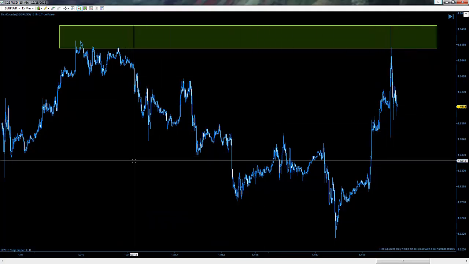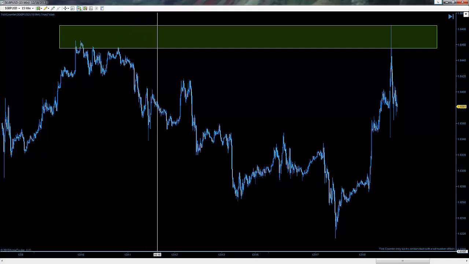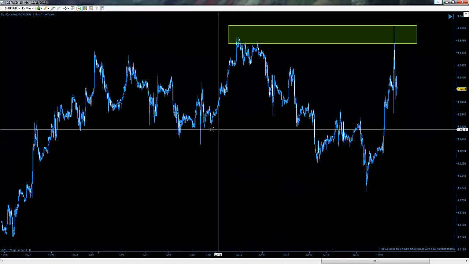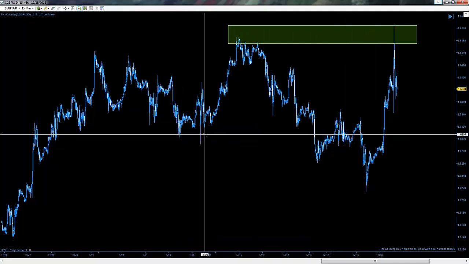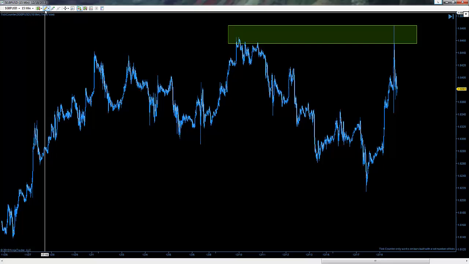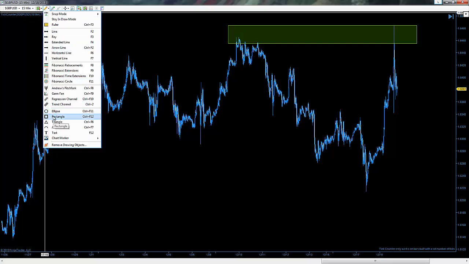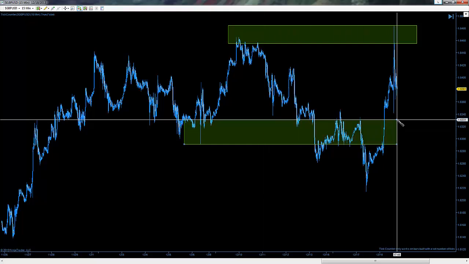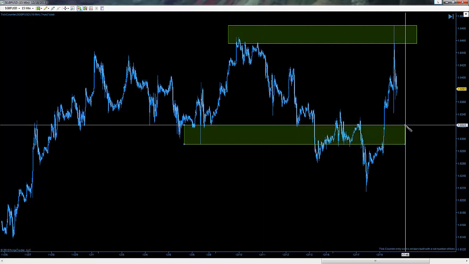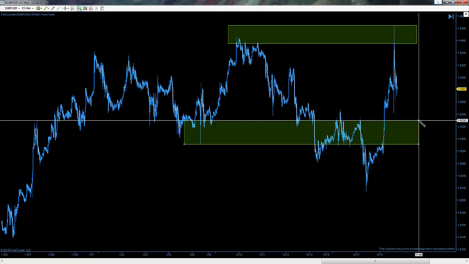We also want to look on the downside of this and see that price has found support in these areas right here. So we want to identify this area as an area of demand that price likes to trade above this area here. I'll include some of these highs here.